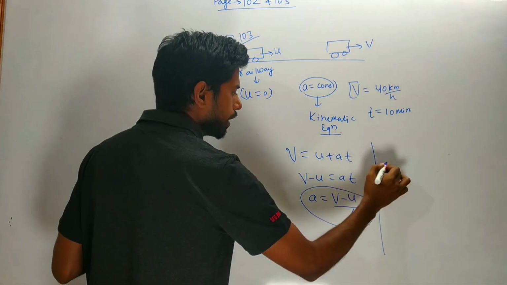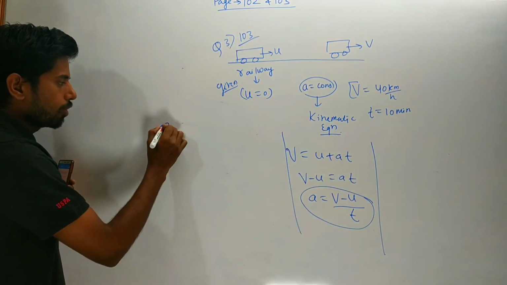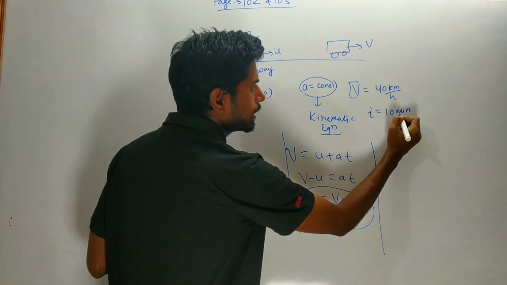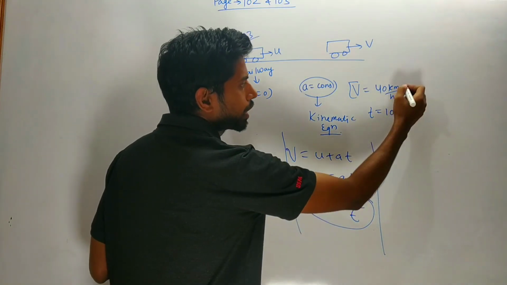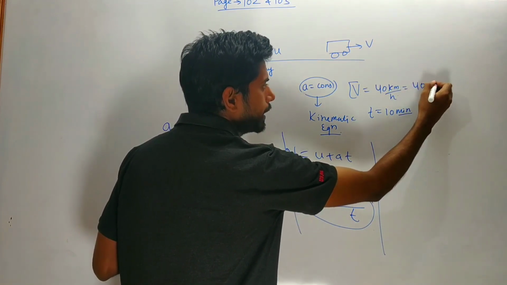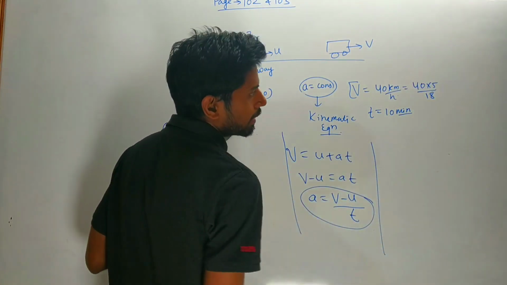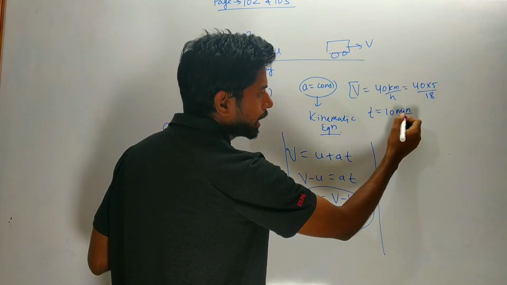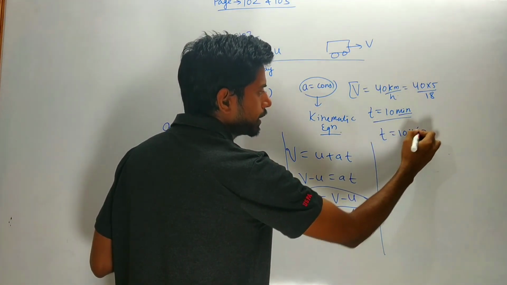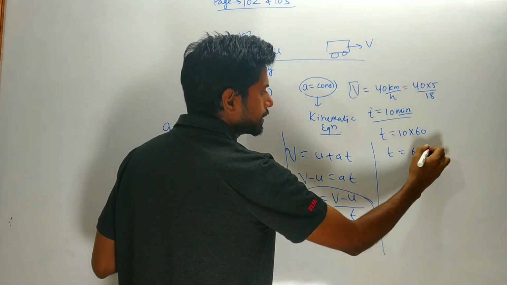Now what to do? You just put the values. Okay, I am doing here. a is equal to v minus u upon t. But see the unit here, time is in minutes and velocity is in kilometer per hour. So you convert this into meter per second. How to convert? Simply multiply by 5 by 18. And time is also given in minutes, so you change it. What will time be in seconds? 10 into 60, that is, time is 600 seconds.